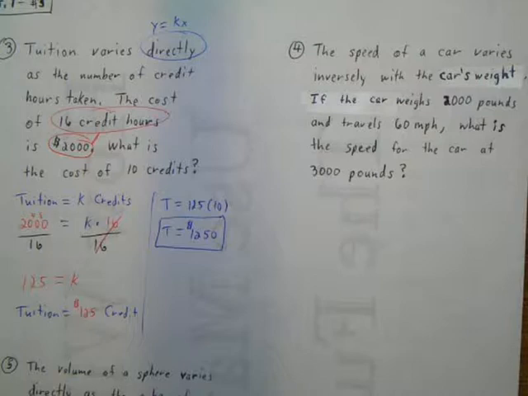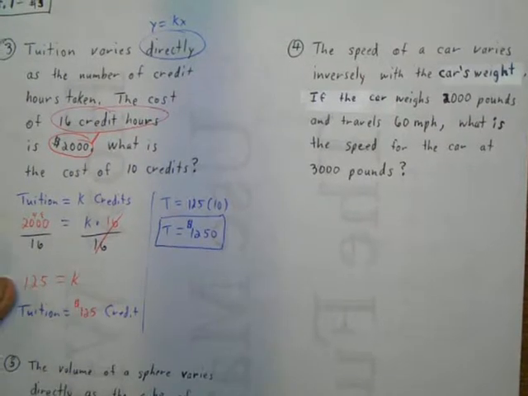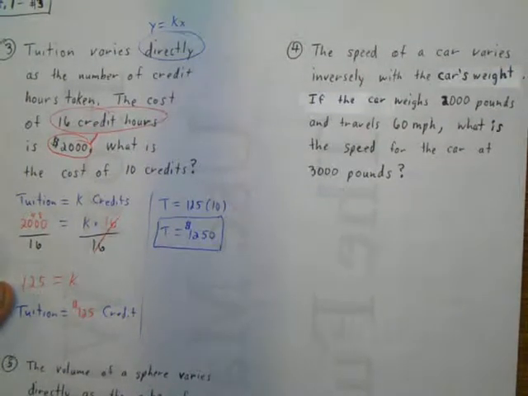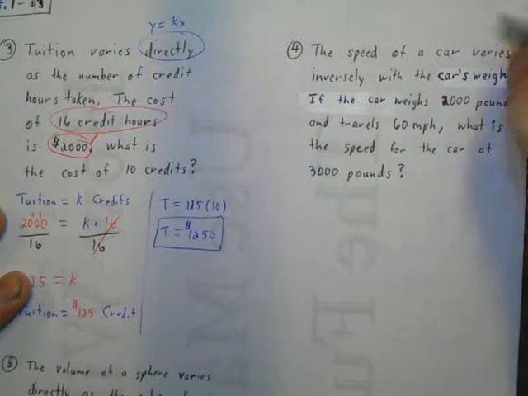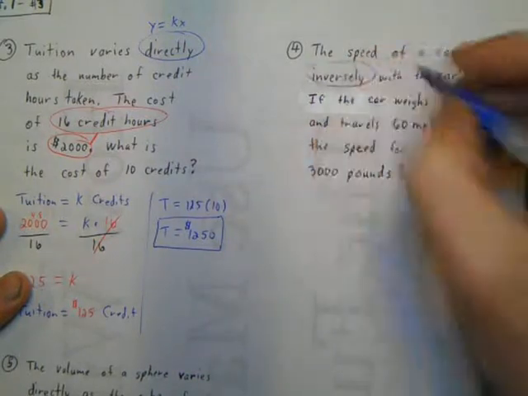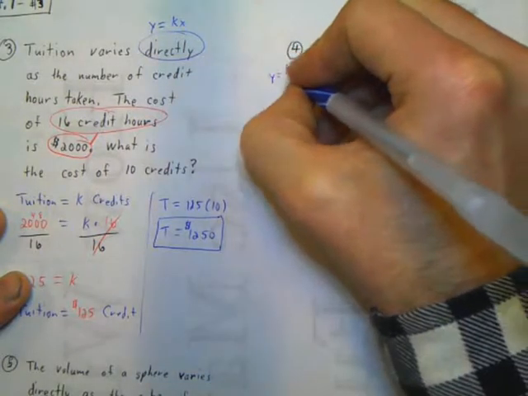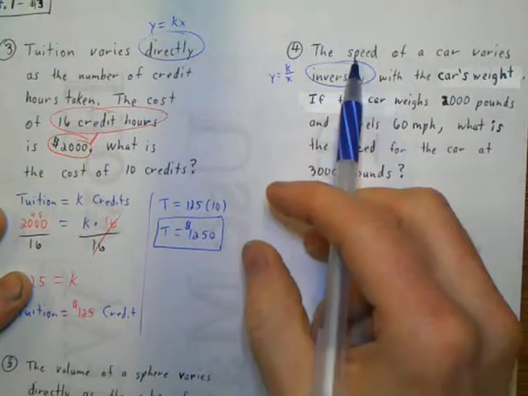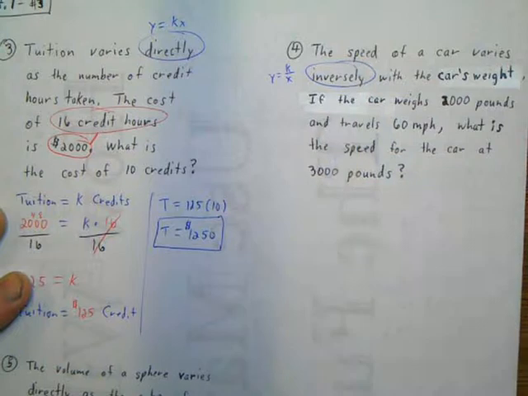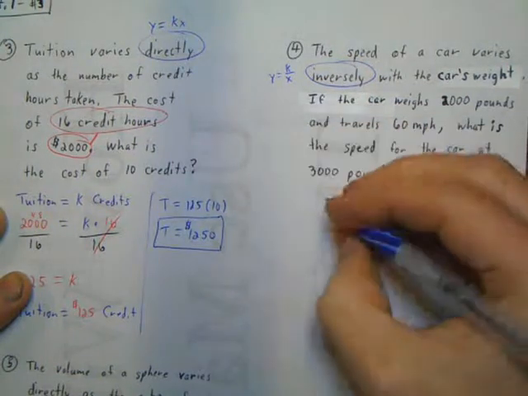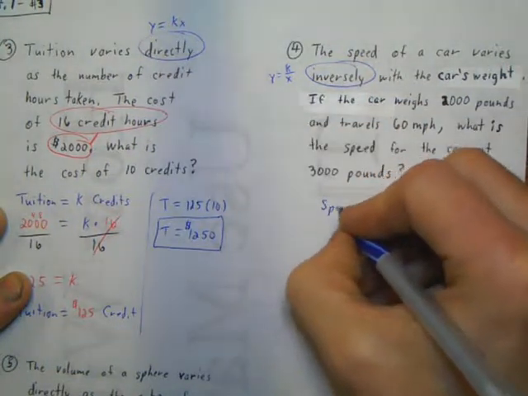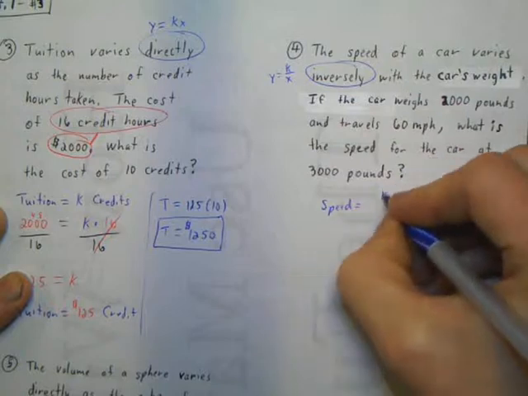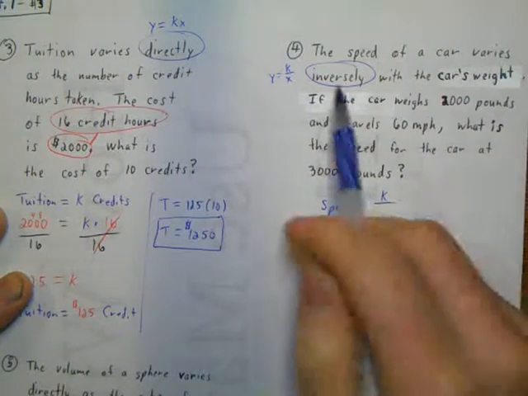The speed of a car varies inversely with the car's weight. If the car weighs 2,000 pounds and travels 60 miles per hour, what is the speed for the car at 3,000 pounds? Well, here we're talking about inversely, that is y equals k over x. And what comes before the word varies? Speed. So in this case, s, speed, equals my constant divided by whatever comes after the word varies, the car's weight.